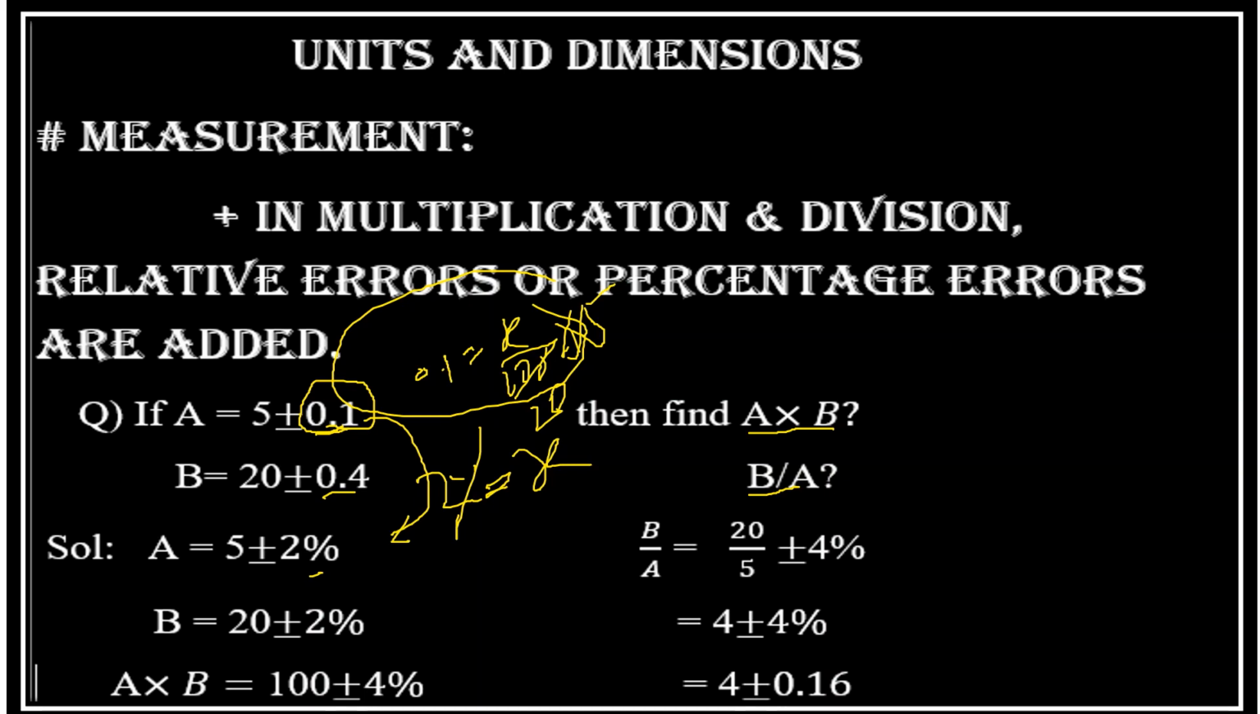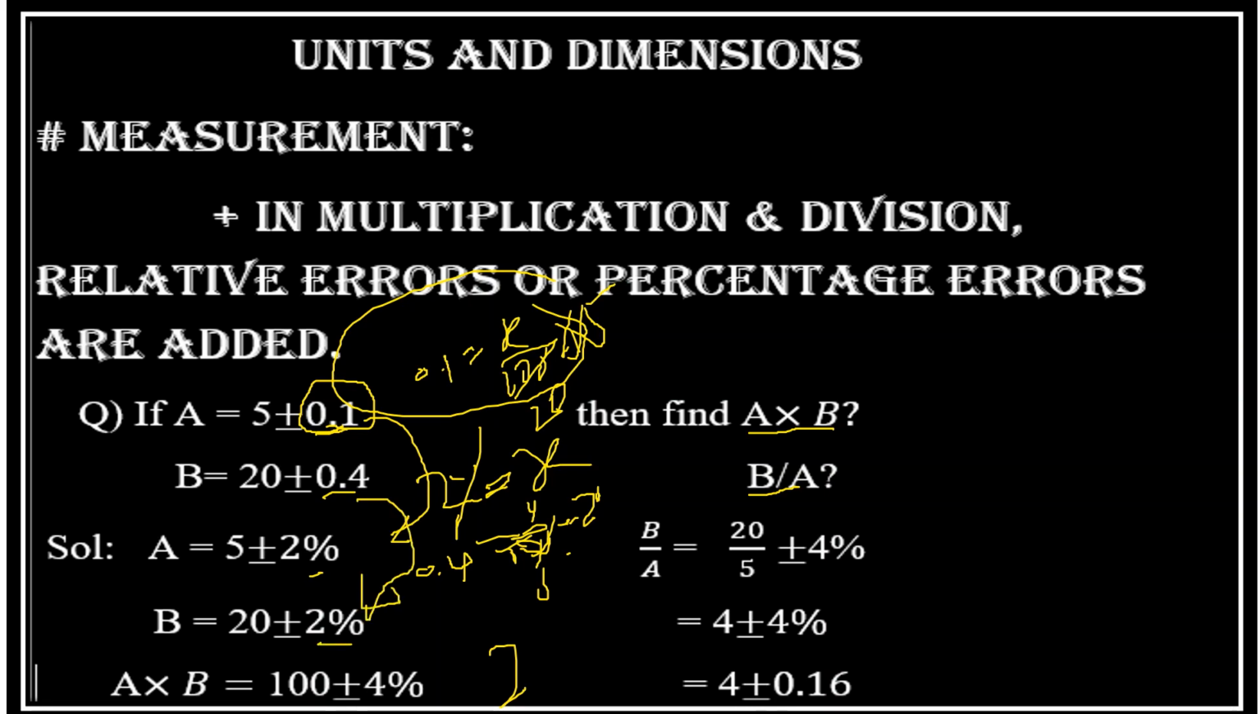Same, you should find it for B also. 0.4 is equal to y by 100 into 20. 20 gets cancelled here by 5. Again 0.4 into 5, we get 2. Again 2 percentage for 0.4.